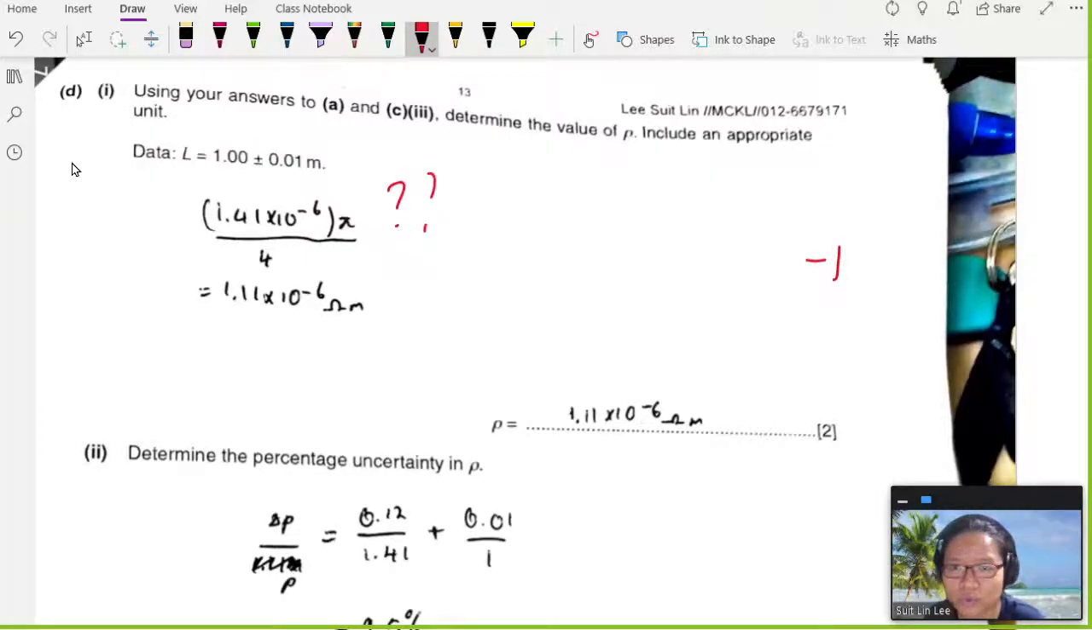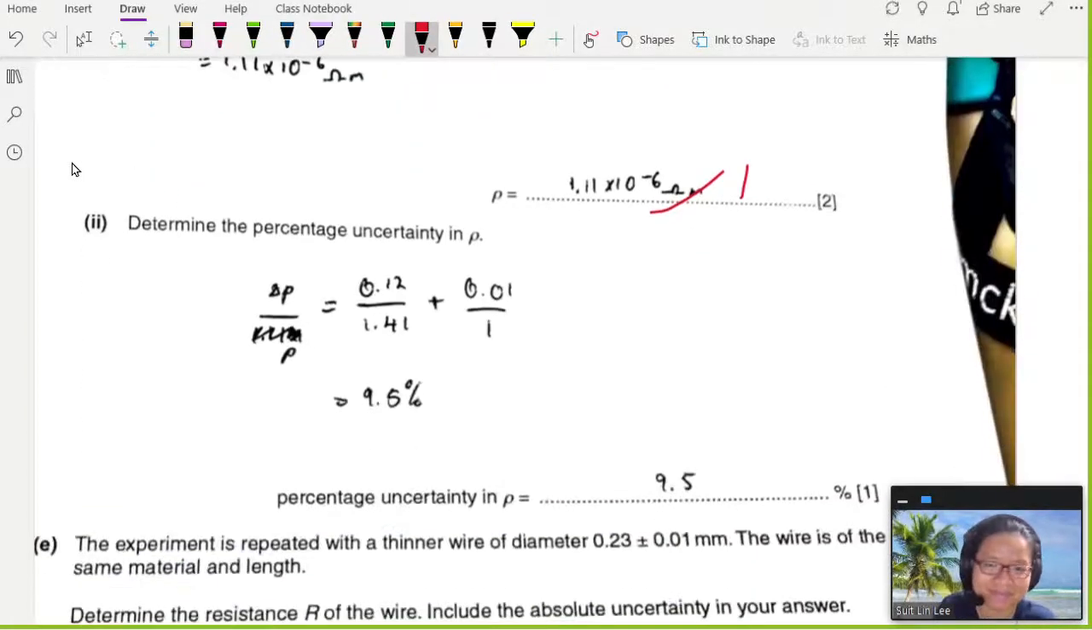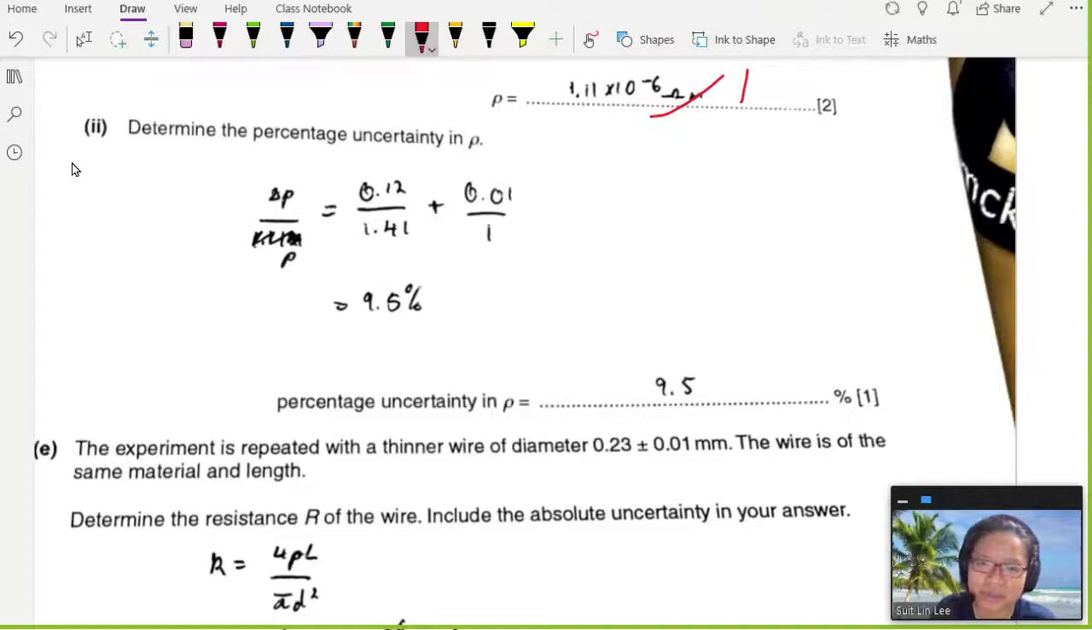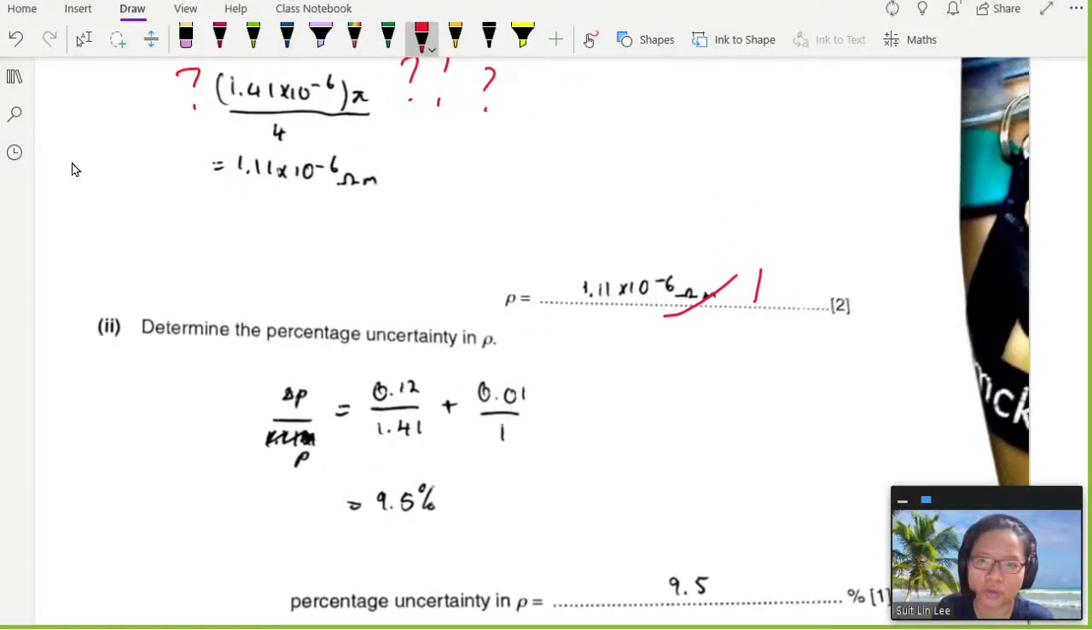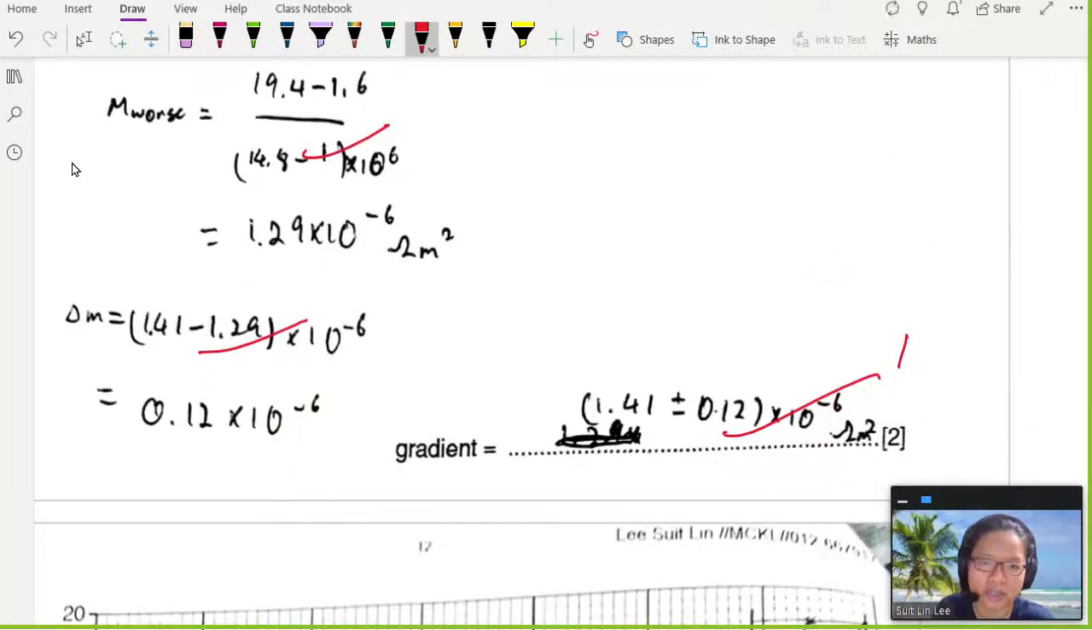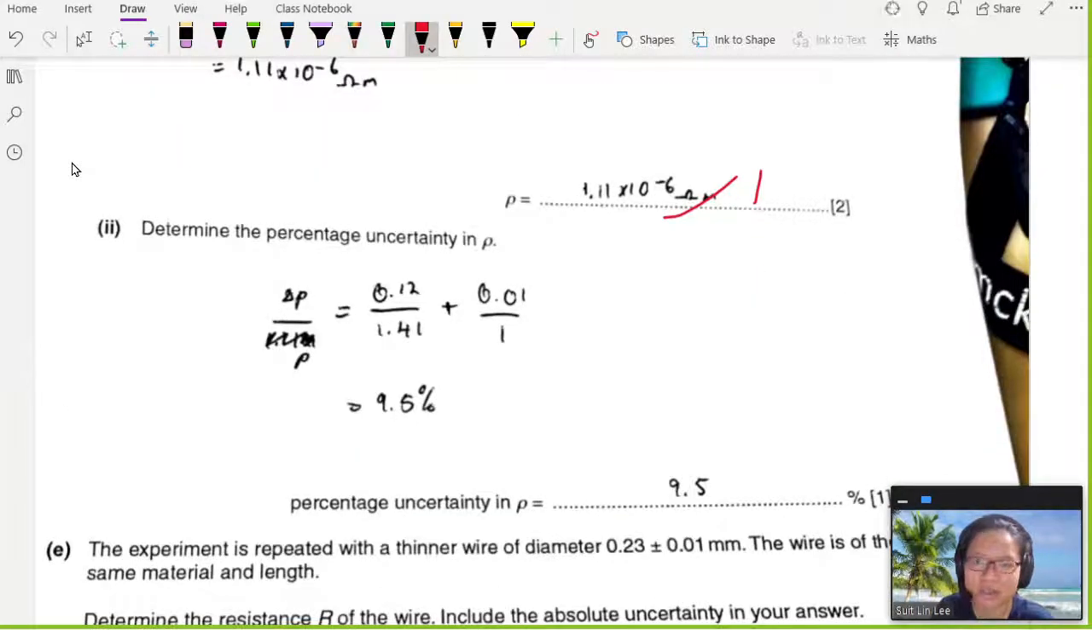What equation did you use? What is happening? I don't know. But thankfully, it falls between the range and the unit is correct. The correct power of 10, I can give 1 mark. Okay, so this is 1. Next. Okay, so we're taking percentage uncertainty, 0.120, 1.41. Let me check. Okay, correct. Plus 1%, because this is 1%. Okay, this is no problem.